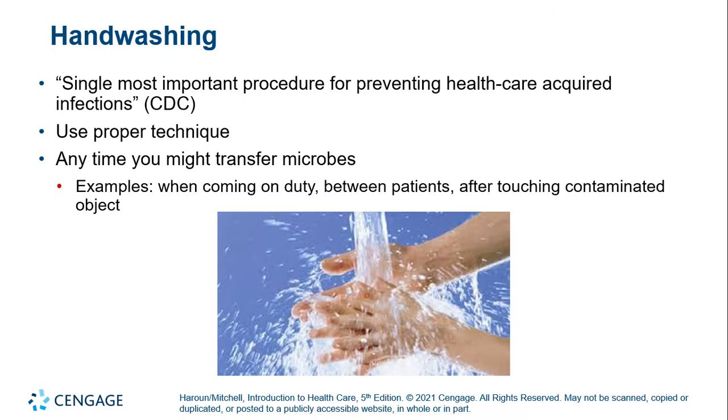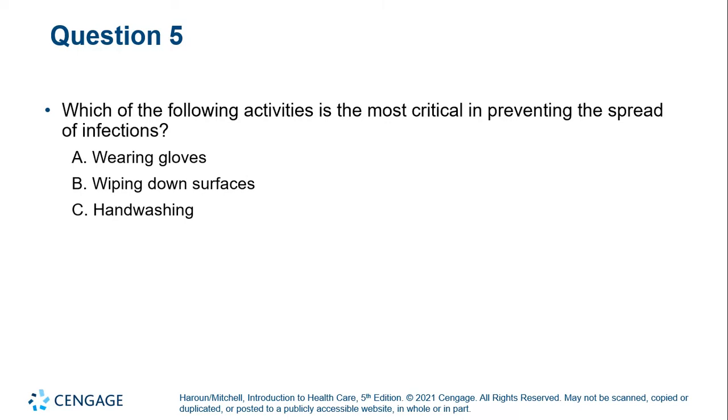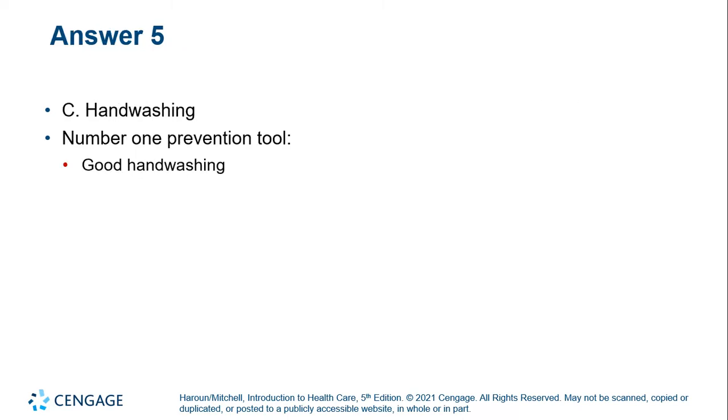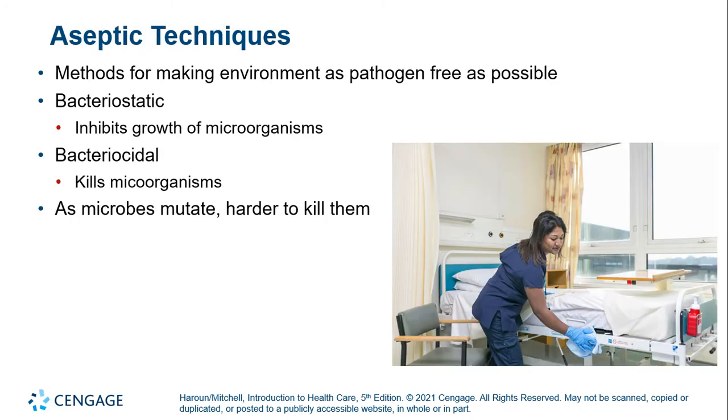And you must use the proper technique. As I mentioned, often and correctly, anytime you might transfer microbes. Which of the following activities is the most critical in preventing the spread of infection? They're all important, but hand washing is the most critical. So what are some of these aseptic techniques? These are methods for making the environment as pathogen-free as possible.